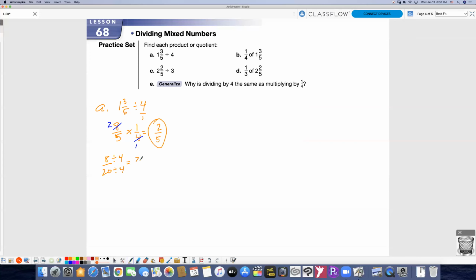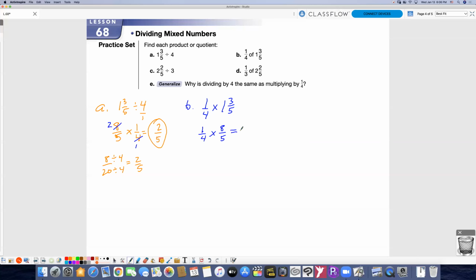And you'd end up with 2/5 in the end anyway. All right, letter B. 1/4 of, which means times, 1 3/5. So 1/4 times 1 3/5. That's the same as 1/4 times 5 plus 3 makes 8/5.